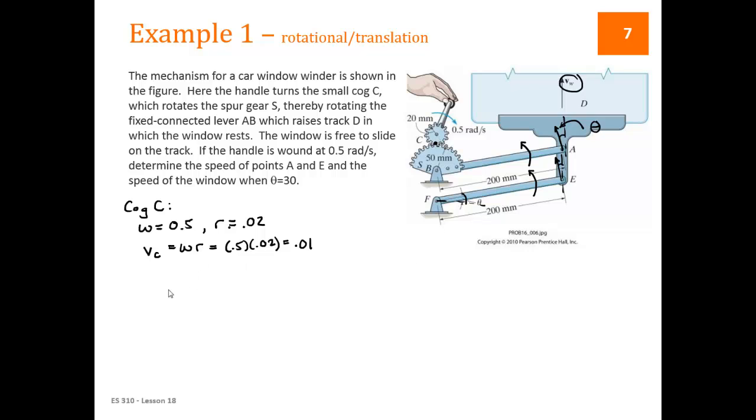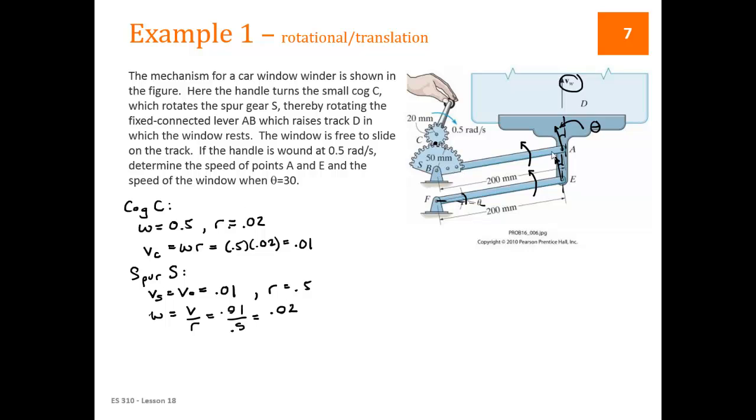So the velocity of the spur gear, S, the outer point on the outer surface of the spur gear, is going to have the same velocity as the cog because they're meshed together. So that's going to equal 0.01. And then the radius of the spur gear is equal to 0.5. So the angular speed omega of the spur gear is going to equal V over R, which is 0.01 divided by 0.5, which is 0.02. So this spur gear is moving with an angular velocity of 0.02.